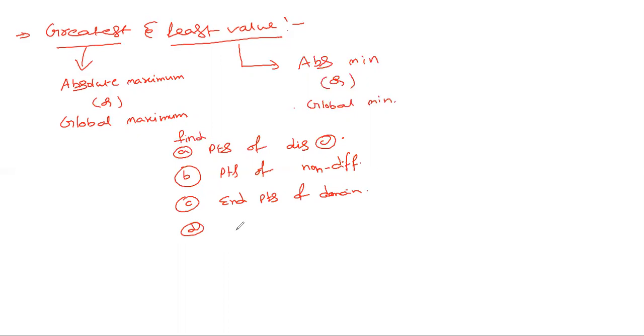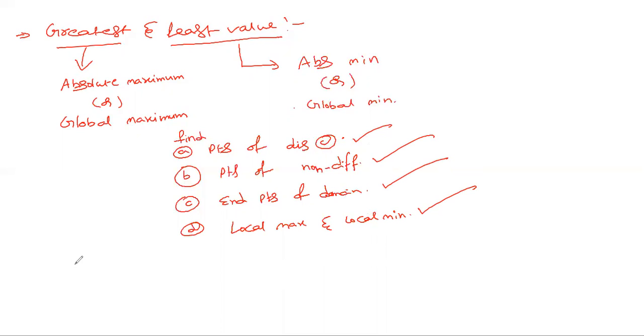And moreover, local maximum and local minimum values we need to identify. To find greatest and least values, we have to find points of discontinuity, points of non-differentiability, endpoints of domain, local maxima, local minima, and their functional values. After that, we can identify the greatest and least value if they exist.